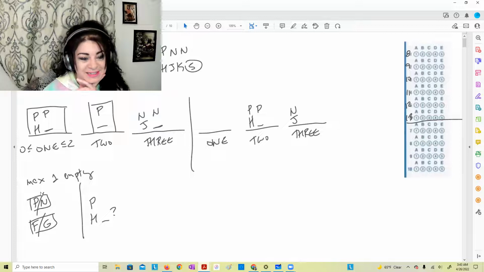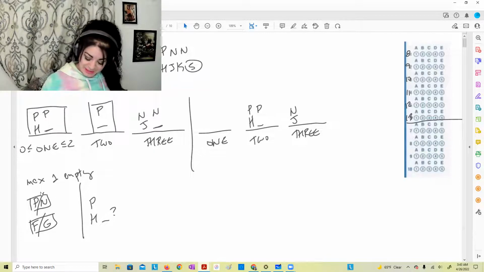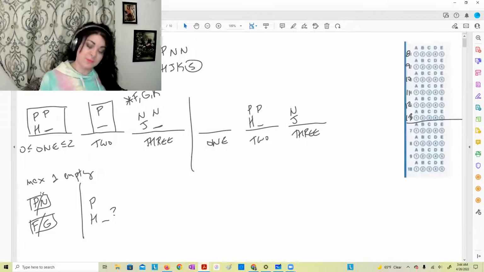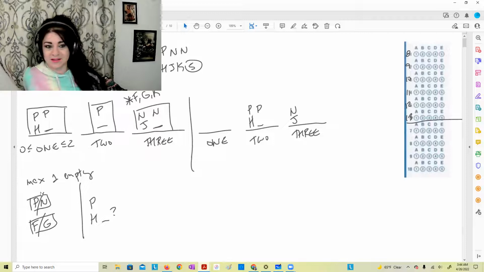Anything else? If I stumble on it while I'm doing the game, it will bother me. F and G can't be together. All I know is that over here, I'm just going to put an asterisk F, G, and K, because from what I can see of the left side, it's pretty much done. I just have to put F, G, or K in any of those. And the fact that F and G can't be together won't even be important, because how could they be?